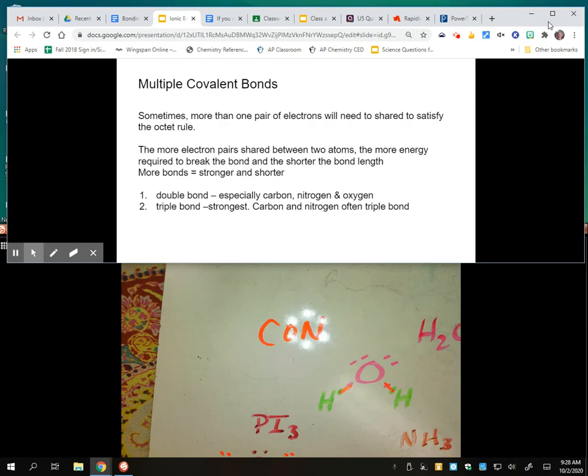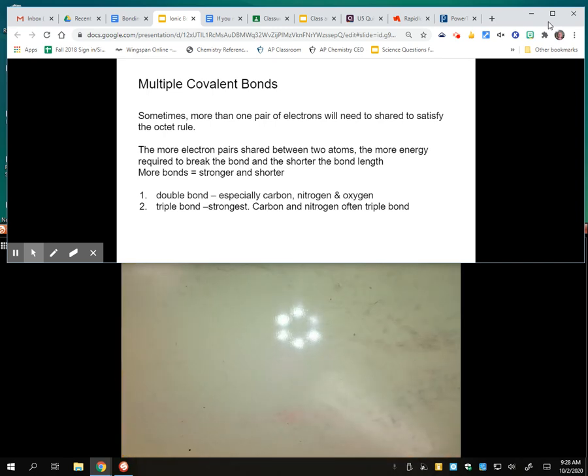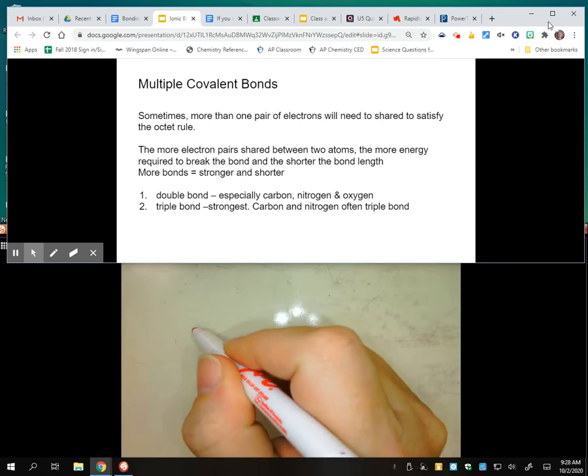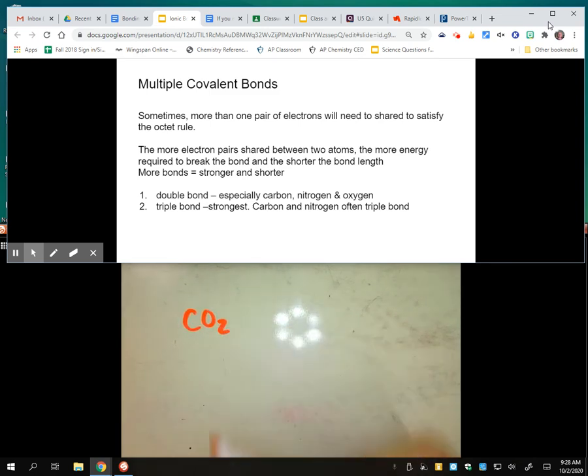Well, how do you know if you need to have a multiple covalent bond? I'm going to show you an example, and this is how you'll know how to do these. The example we're going to work with is carbon dioxide. So it's carbon and two oxygens.